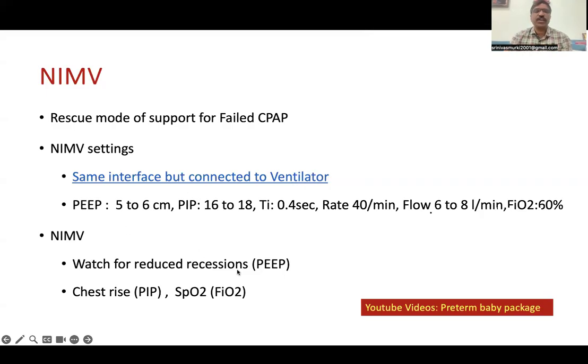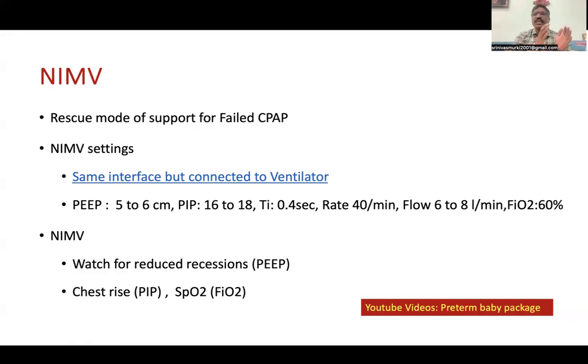And subsequently, you can titrate the PEEP on the ventilator using retractions. If retractions are there, keep increasing the PEEP. And if the chest rise is there, your pressure is all right. The other method to look at whether PIP is all right or not is to auscultate and see. If you are able to hear a good breath sound, that means your PIP is also all right on the nasal IMV. And SpO2, you titrate the FiO2 based on the SpO2 target of 91 to 95%.